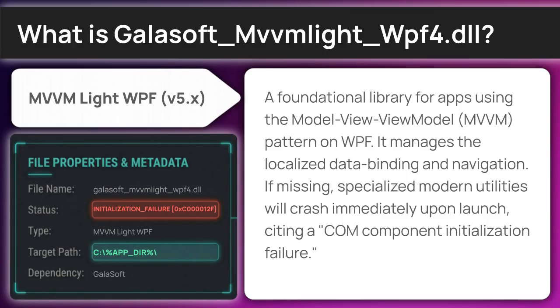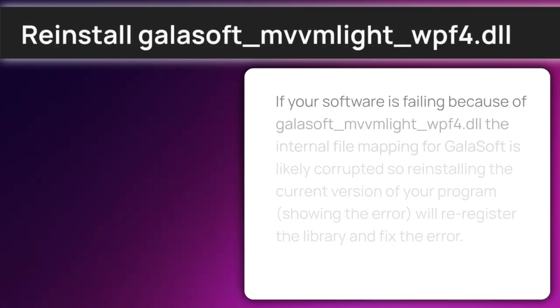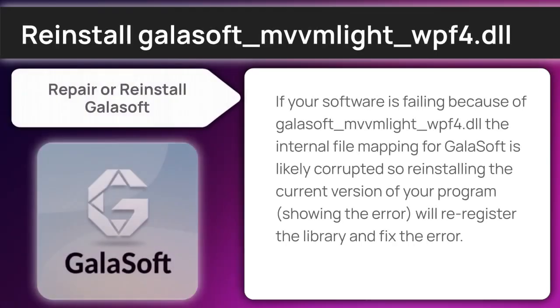Let's get to work. We'll start with the most common fix for this specific error. If your software is failing because of GalaSoft MVVM Light WPF4 DLL, the internal file mapping for GalaSoft is likely corrupted, so reinstalling the current version of your program showing the error will re-register the library and fix the error.